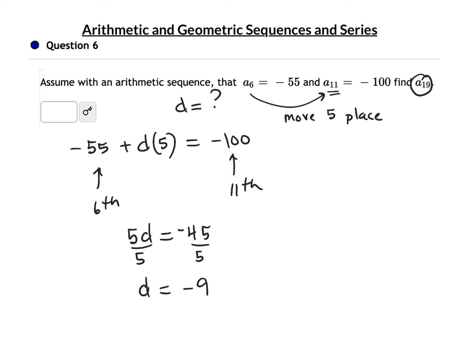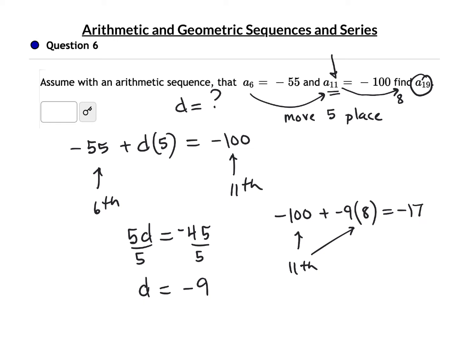Now, we could pick up at either spot. It wouldn't matter. I'm going to start at the 11th term. The 11th term is negative 100. There's the 11th term. And we want to get to the 19th term. To go from 11 to 19, we have to move 8 places in the list, meaning I add the common difference, negative 9, 8 times to get to the 19th term, from 11 to 19. This is negative 72 plus negative 100, or negative 172.